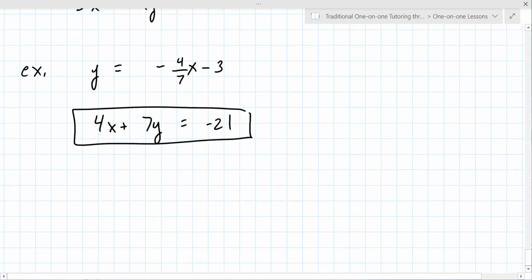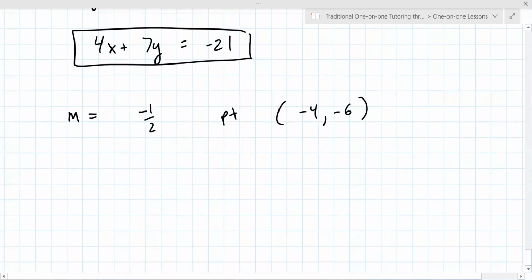All right. So I'm gonna give you a problem. I'm gonna tell you the slope is minus 1/2, and the point is negative 4, negative 6. Negative 4, negative 6. So I want it first in point slope form. Okay. So let's try that.